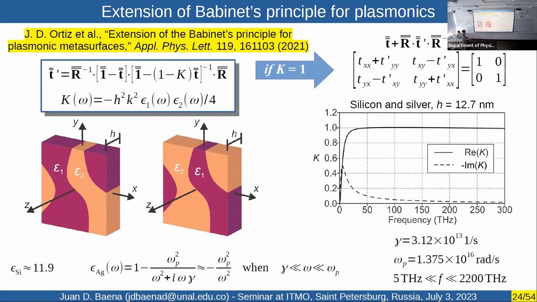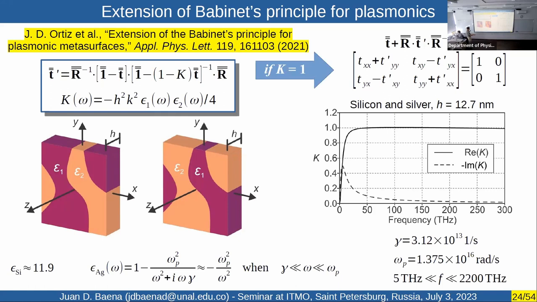You can see the exponents here, 13 and 16. There is plenty of space in frequency to have a big window of frequency in which this approximation is true. Why is this interesting for me? Because the permittivity of silver will depend on frequency like omega to the minus 2.